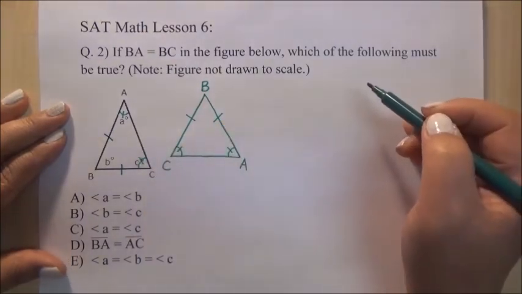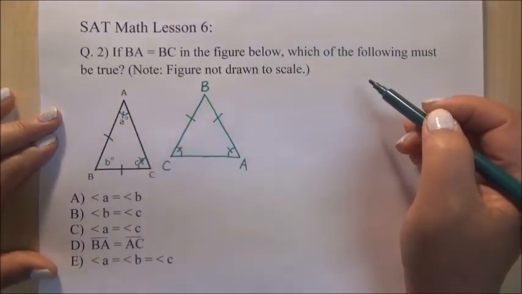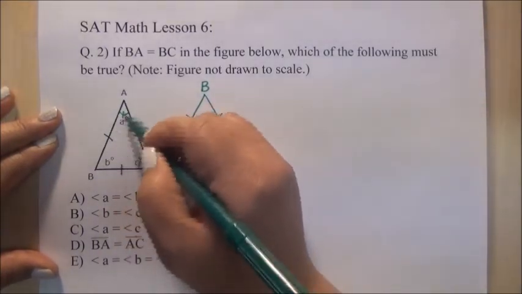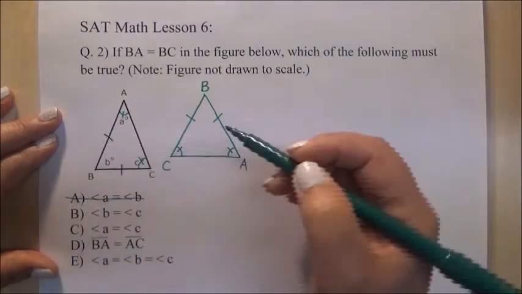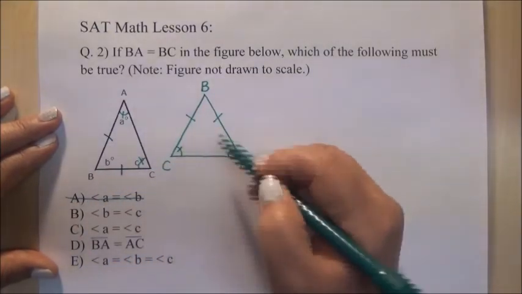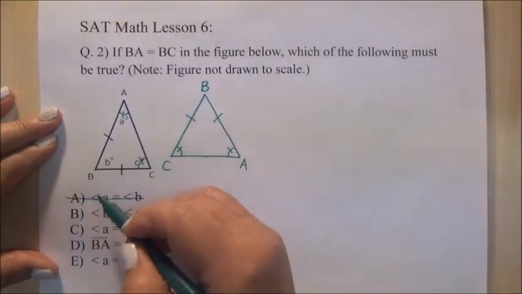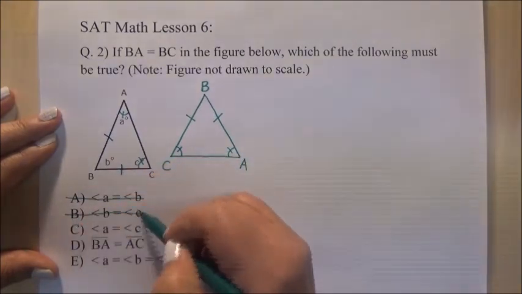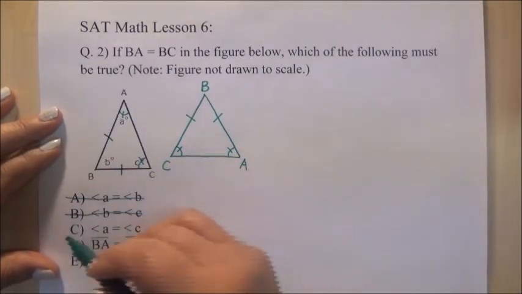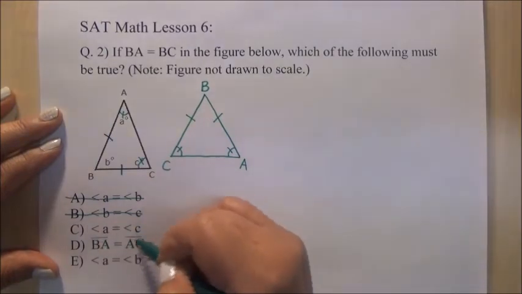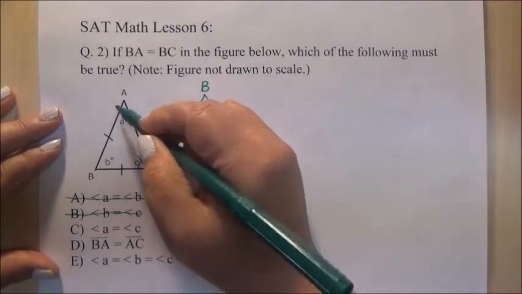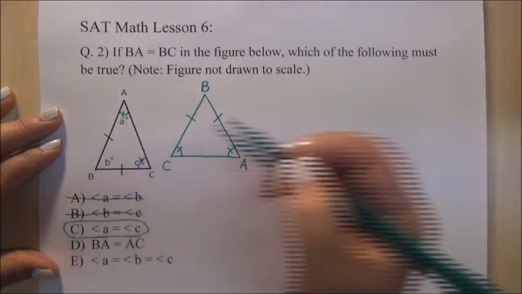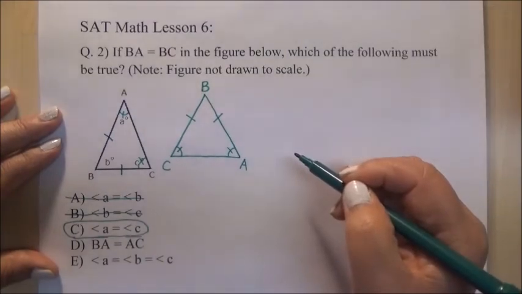So let's see the multiple choices. Angle A and angle B are congruent? No, we cannot say that because we don't know this triangle is equilateral. And then angle B and angle C are congruent? No, the same reason. And then angle A and angle C are congruent? Yes, because of the definition of an isosceles triangle.